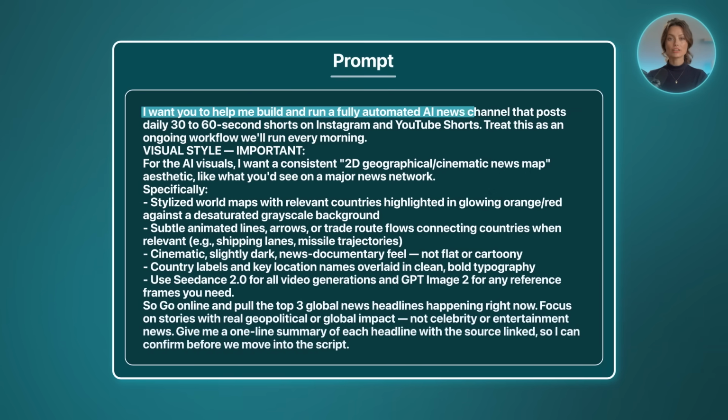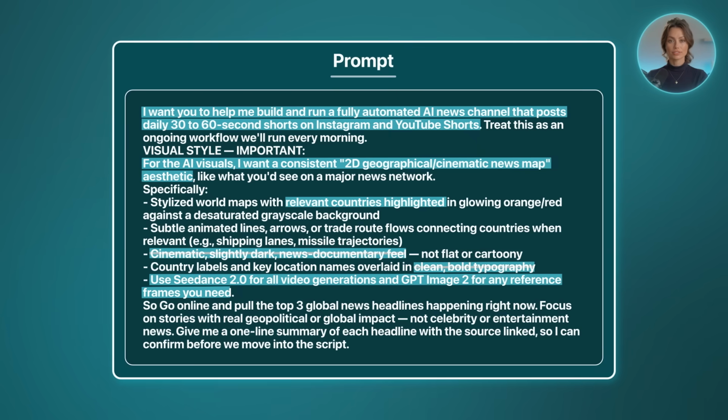We want to build a fully automated AI news channel that posts daily shorts. The videos need to have a 2D geographical map style aesthetic, where countries are highlighted with cinematic lighting and clean typography. We'll also tell it to use Seedance 2.0 and GPT Image 2 for all of the generations, since these are arguably the best AI video and image models available right now.